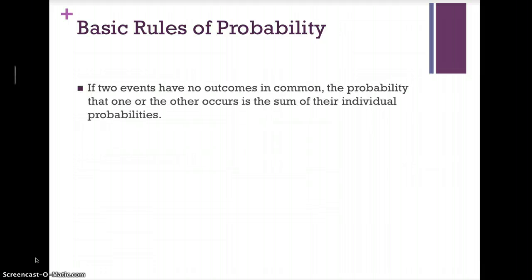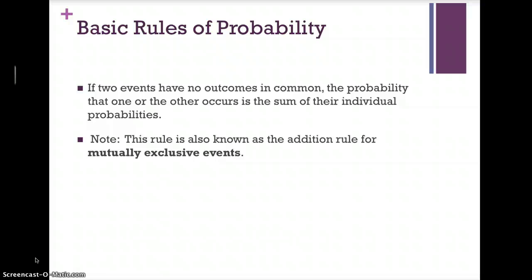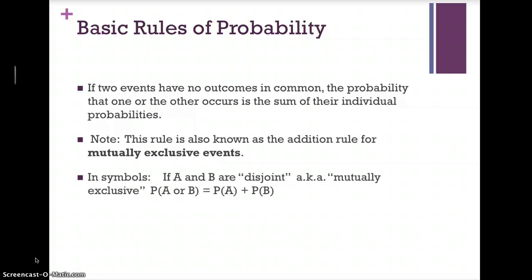Okay, next basic rule. If two events have no outcome in common, the probability that one or the other occurs is the sum of their individual probabilities. So this rule is known as the addition rule for mutually exclusive events. So these things have nothing in common. They would be referred to as being disjoint. So there's no overlap between A and B.